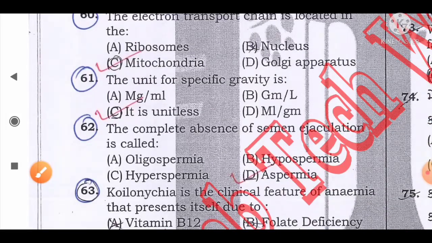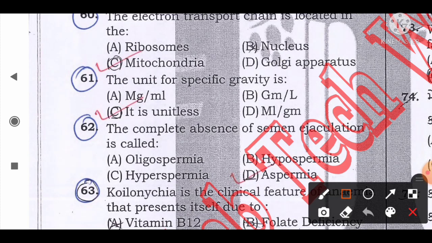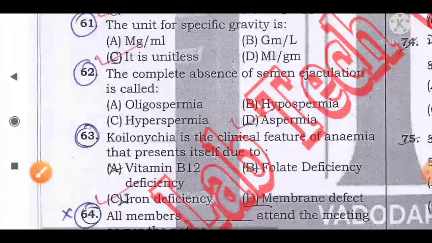Move to the next question, number 61. The unit for specific gravity is dash. Option A, mg per ml. B, grams per liter. C, it's unitless. D, ml per gram. One of the repeatedly asked question and one of the easiest question too. And the correct answer for this question, it is unitless. So do not confuse about specific gravity unit. It is unitless.